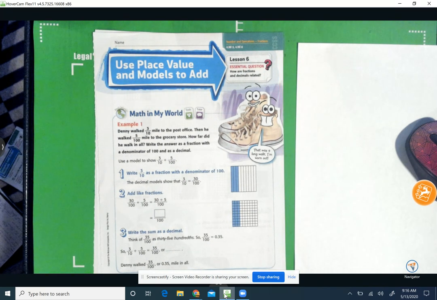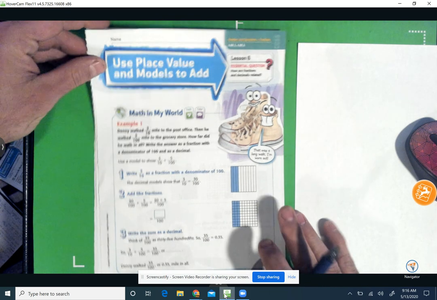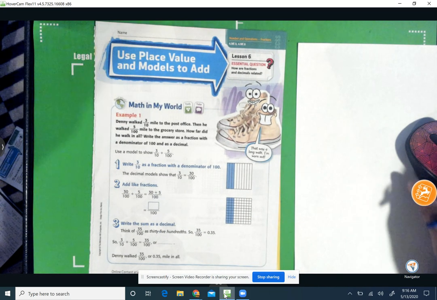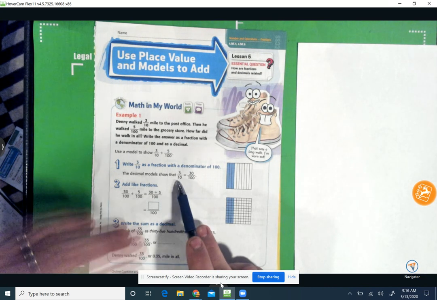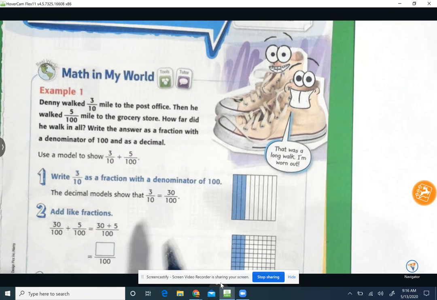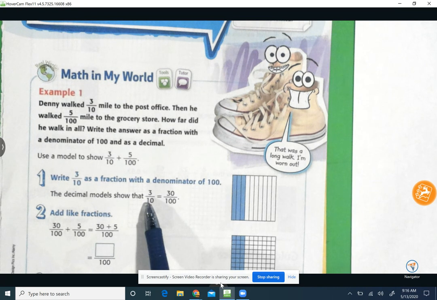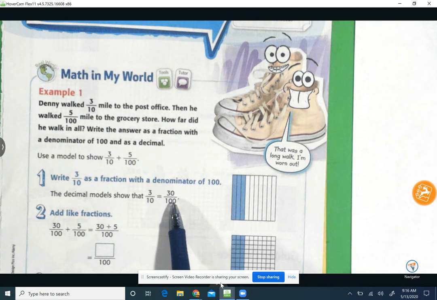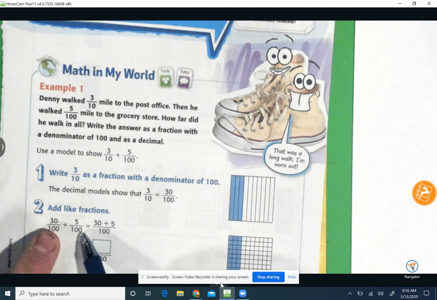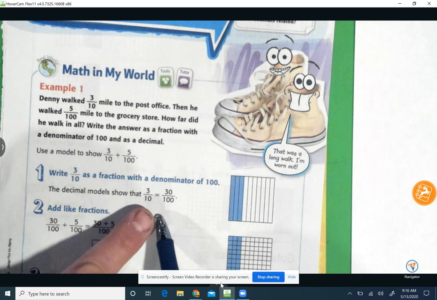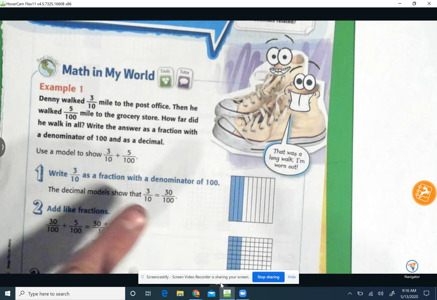Today we're going to be adding decimals. And in order to add decimals, we're going to have to change our denominator of 10 and we're going to change it to 100. And I'm going to show you how to do that. And that's because you cannot add fractions that have different denominators or different size pieces.